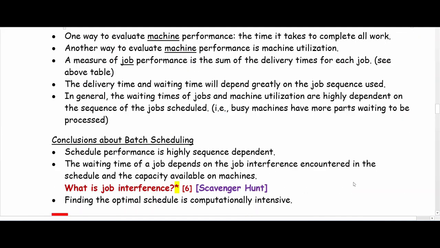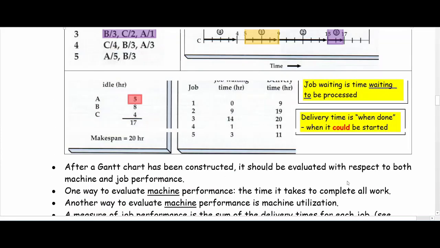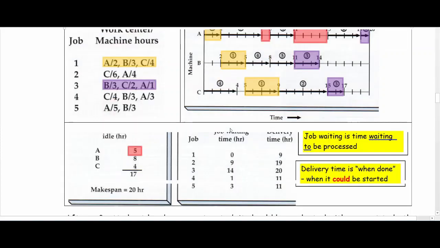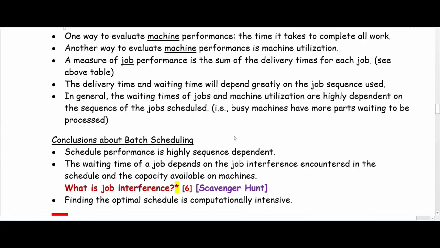Job interference. The waiting time of a job depends on the job interference encountered. This was job interference. Something was in its way. It could have started right then, but there was this other job already in process. So job interference is, again, because you just may not have enough equipment, you may not have enough employees, you may not have enough parts because something's running behind. But job interference is, you could start the job, but you can't for some reason.